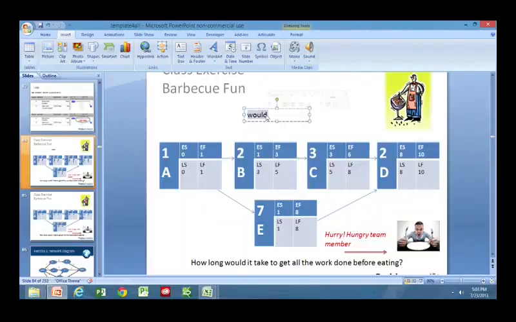So your slack, if I could put a statement here so you can see this later on, slack or float is equal to the late start minus early start, or late finish minus early finish. We call that slack or float. And we call this total slack, actually. Total slack or total float.